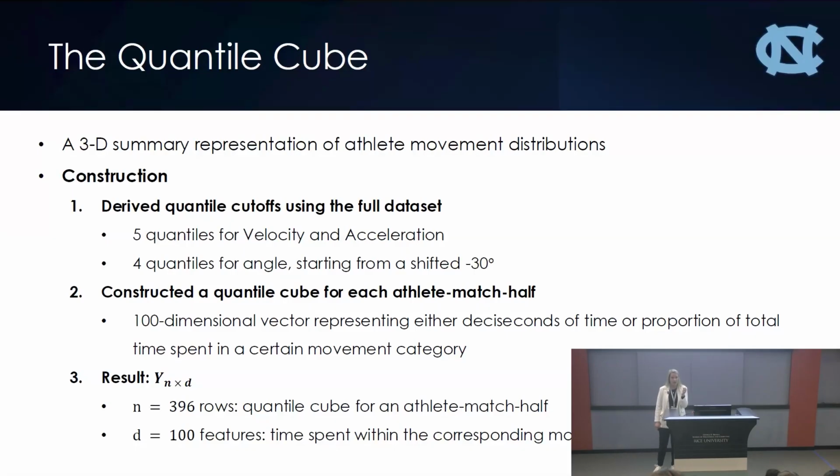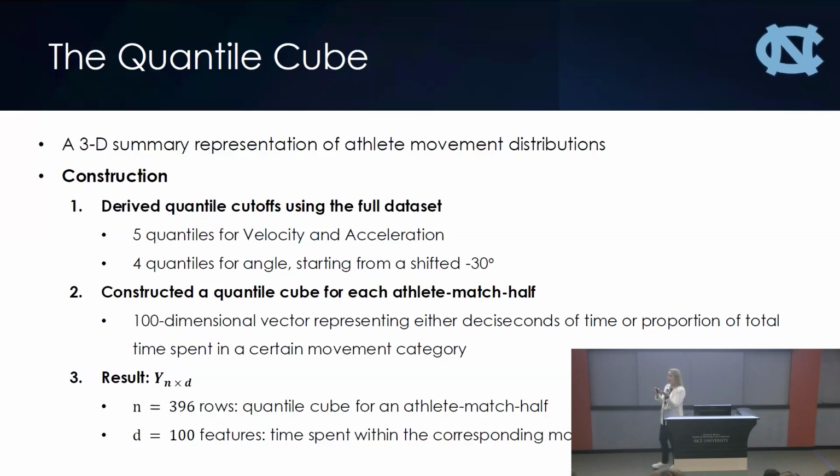5 gave us a good amount of points per each slice, but that is something that could be adjusted with future work or if you're applying this in your situation. And we took 4 quantiles for angle. The reason we chose 4 for angle is you're looking at the 4 cardinal directions of movement. So forwards, right, backwards, and left. This will make a little bit more sense when we look at the visual representation.